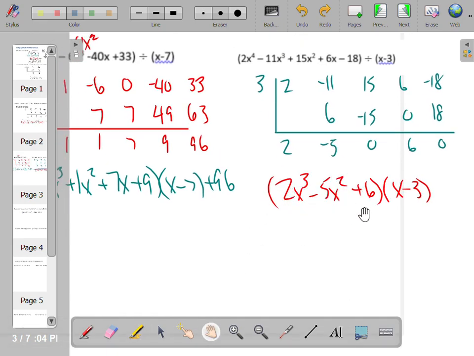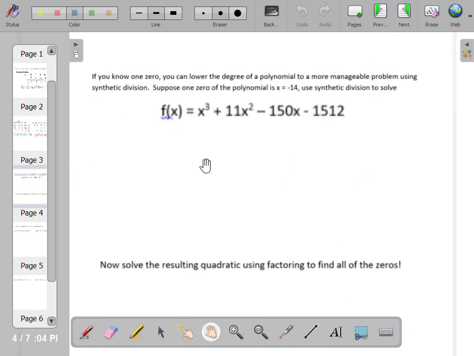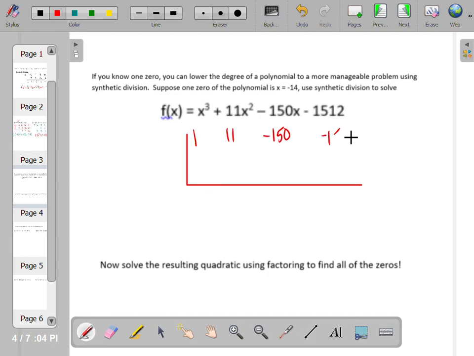I still have to deal with the cubic, but I've knocked it down a degree and made it a little bit more manageable. So let's go one step further on these problems, and we're going to knock this down to a quadratic. So 1, 11, negative 150, negative 1,512. Yikes. And they tell me that x equals negative 14 is a 0, so I'm going to plug in negative 14, and since it's a 0, I better get 0 at the end.